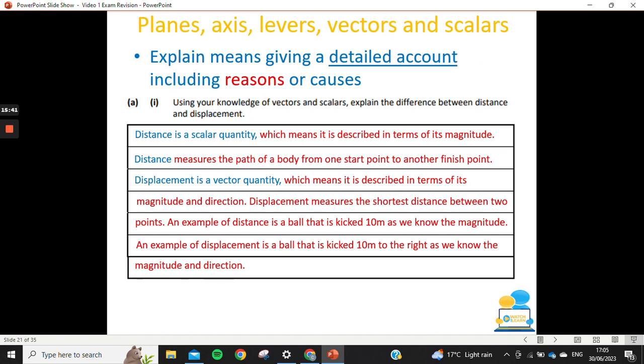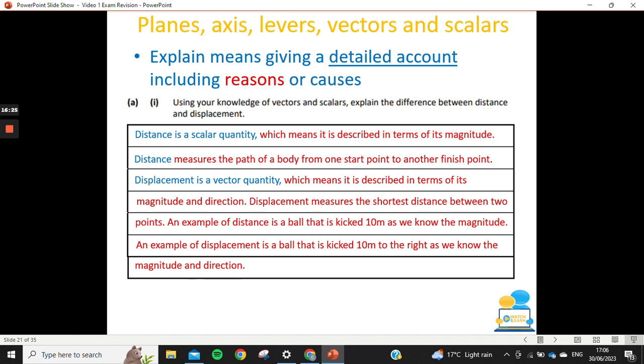So for this question, they were looking for us to explain, which means to give a detailed account, including the reasons or the causes. So distance is a scalar quantity, which means it's described in terms of its magnitude. So it's a numerical value. So again, 400 meters would be the magnitude. Distance measures the path of a body from one start to another finish point. So if you could imagine you were driving from Ireland's highest point to Ireland's lowest point, so from Mallin Head to Mizen Head, distance measures the path that you would drive all along that journey.